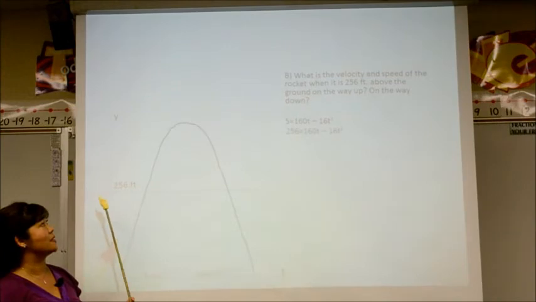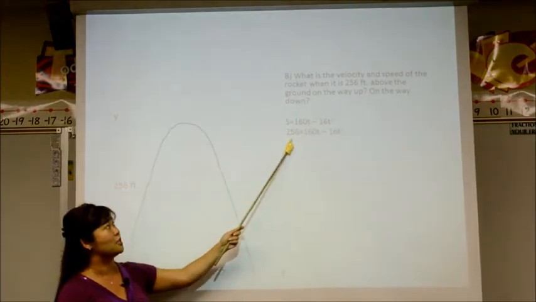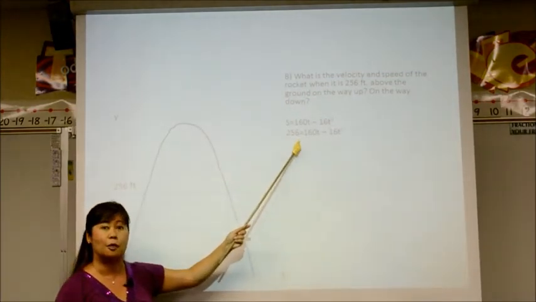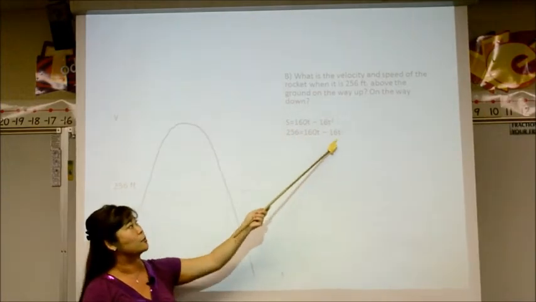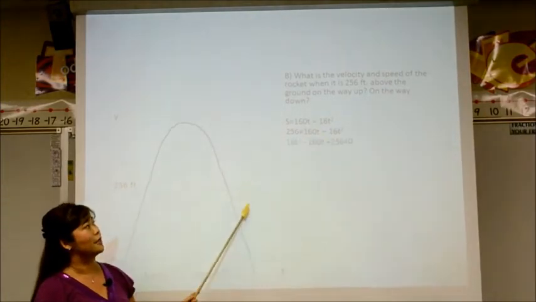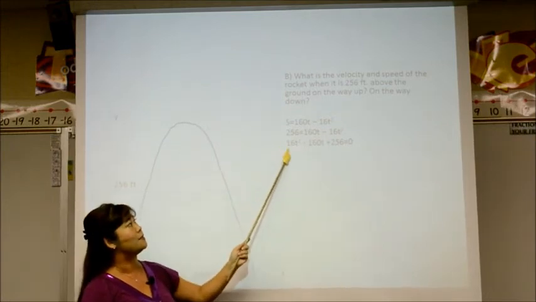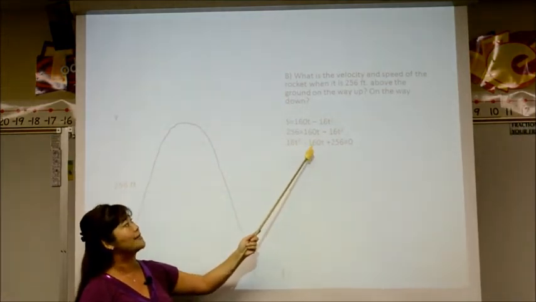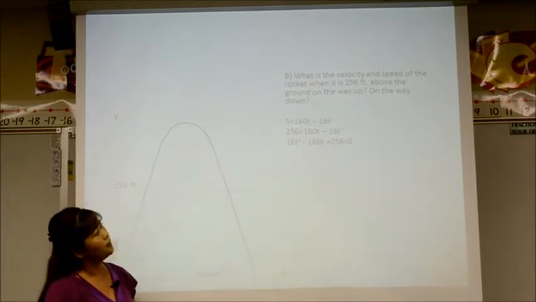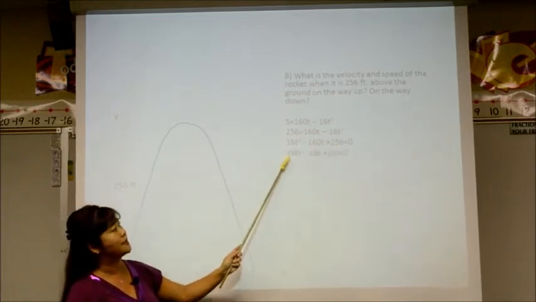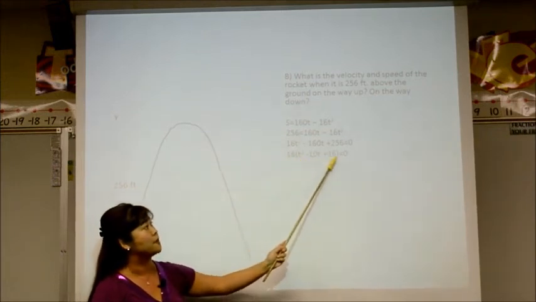But I'm also going to set it equal to 256 because we're trying to figure out when they intersect. Okay? So I don't like to deal with negative 16t squared, so I'm going to bring this over to the other side of the equal sign, leaving me at positive 16t squared minus 160t plus 256. I'm also going to notice that I can factor out a 16 from this equation right there.